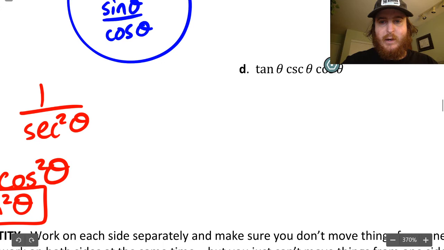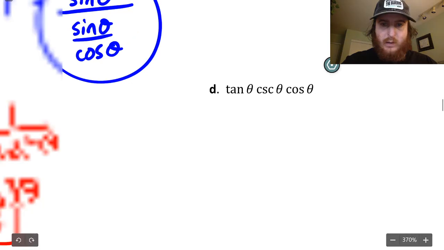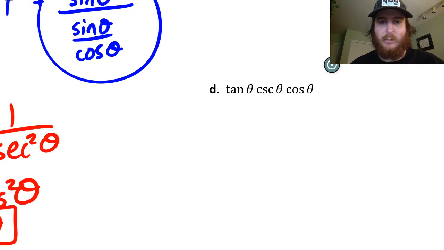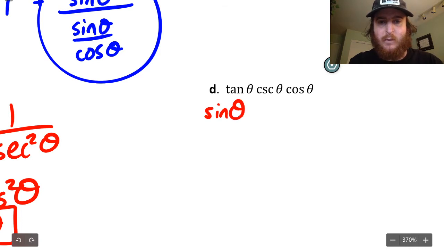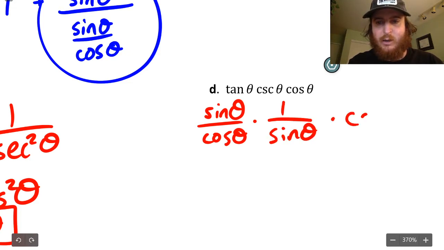Next one's kind of fun. It's weird, but it'll be kind of interesting what it simplifies to. So like I said, I always try to leave my cosine and my sine if I can, and start simplifying the other guys. So what does tangent theta turn into? Tangent theta can be written as sine theta over cosine theta. What does cosecant theta simplify to? It goes to 1 over sine theta, and then we're just going to leave cosine theta alone.